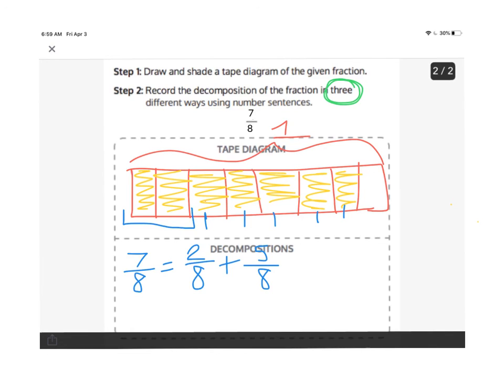Even though I did one way of decomposing 7/8, the directions say to decompose it in 3 different ways. So when you're doing your exit ticket, you need to have 7/8 is equal to, and then some broken up number, at least 3 different ways. You can break it up and decompose it into as many parts as you want. Just make sure you find 3 different ways, okay?